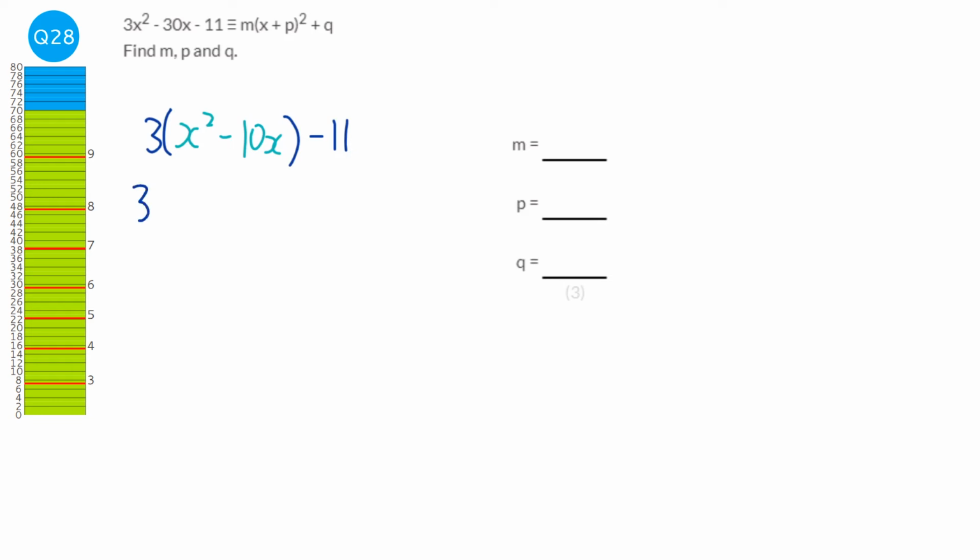Then we're going to complete the square with x squared minus 10x. So we're just going to copy in that 3 brackets. And how we do this is we create a bracket and we put the x at the start minus half of the coefficient of the x.